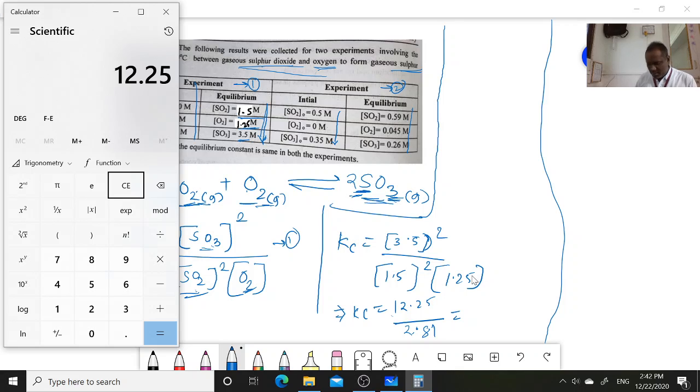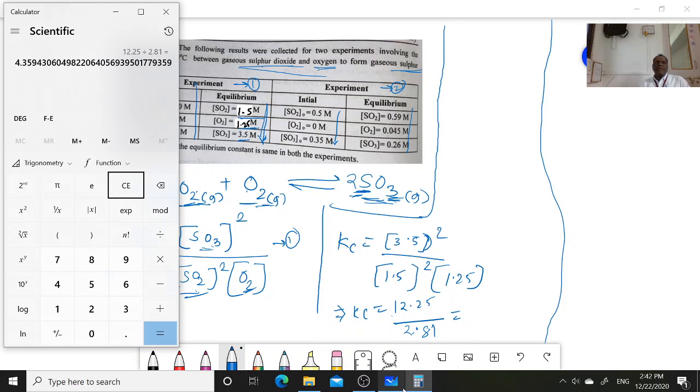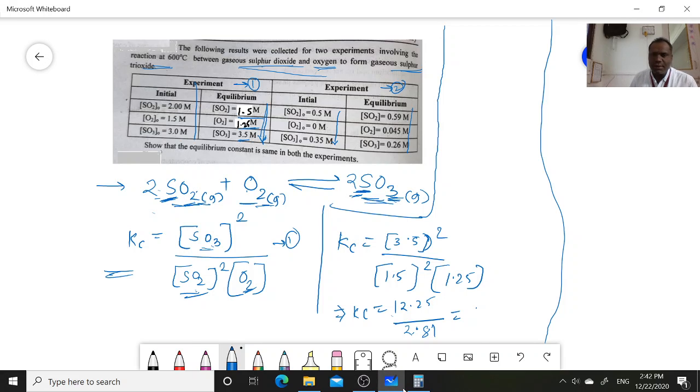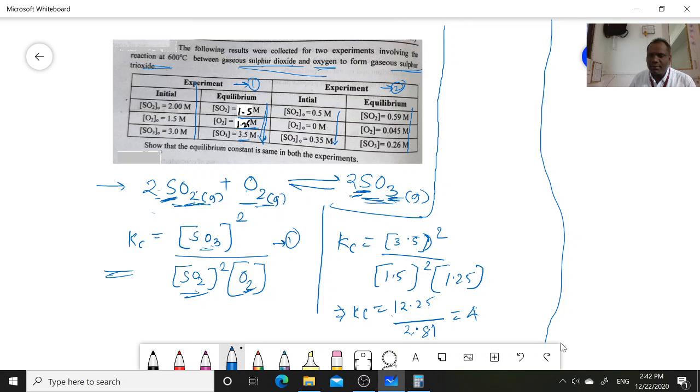12.25 divided by 2.81 is equal to 4.35. Therefore, for experiment number 1, the equilibrium constant value Kc comes out to be 4.35.